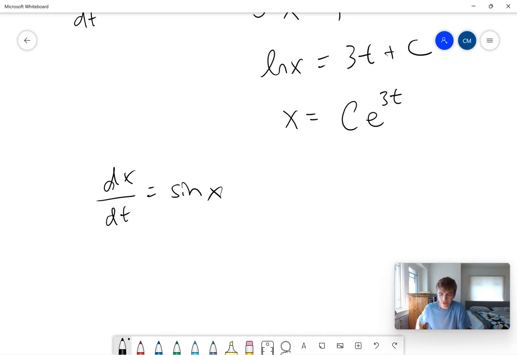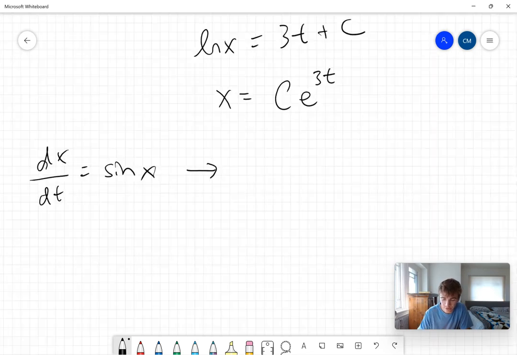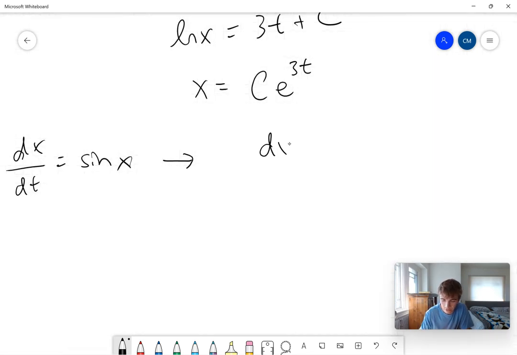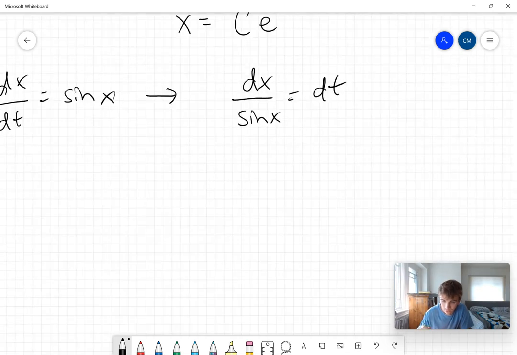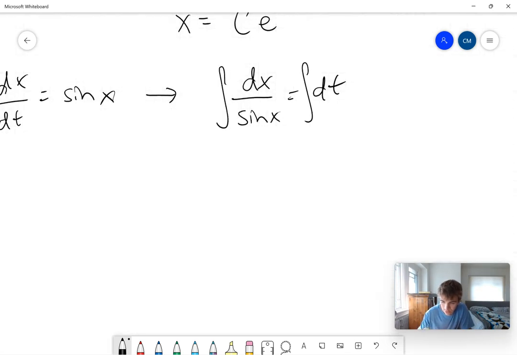Now, this equation is still separable, but as you can see, the integration immediately becomes very, very gross, if not impossible. So if we try to integrate this thing, let's separate it. dx over sine of x is equal to dt. We integrate both sides here. We're going to get t plus c.